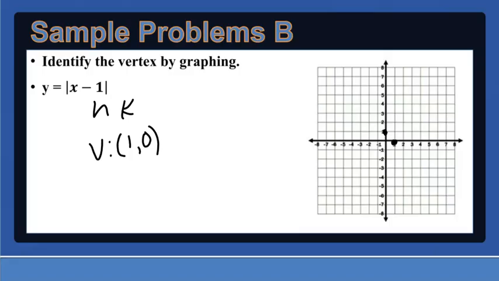And then if I do negative 1, negative 1 minus 1 is negative 2. Absolute value of negative 2 is 2, so I have negative 1, 2. If I put a 2 in for x, 2 minus 1 is 1. Absolute value of 1 is 1. So we have 2, 1, and that means we're going to have 3, 1. Here we have our graph here, and the vertex is going to be 1, 0.